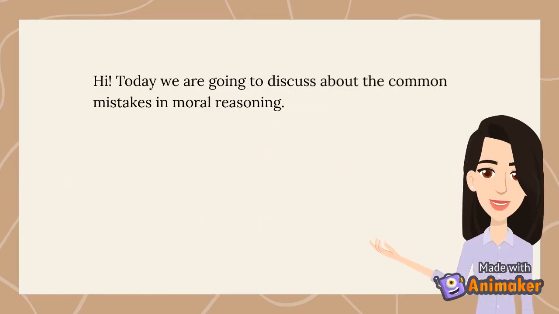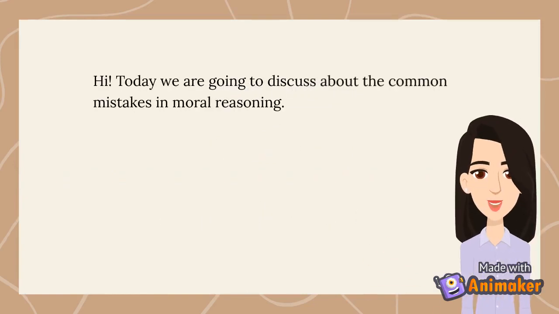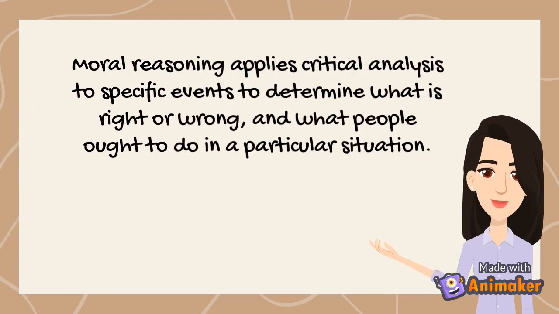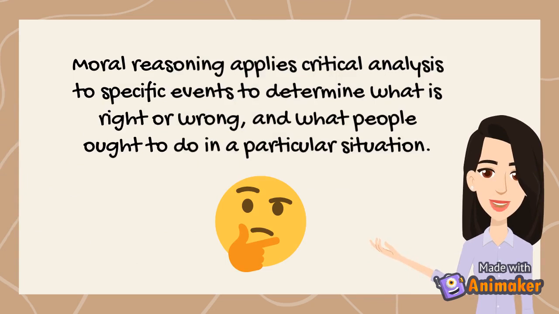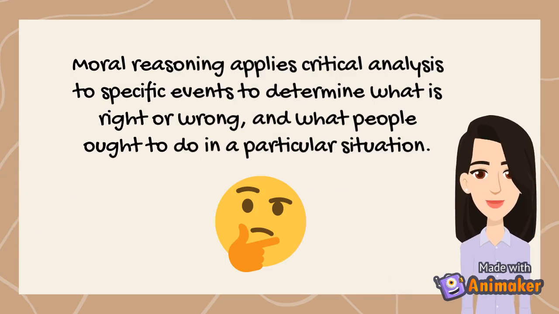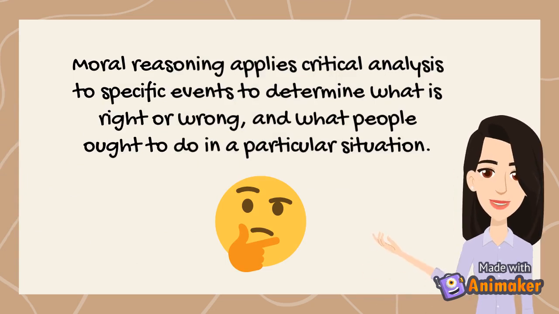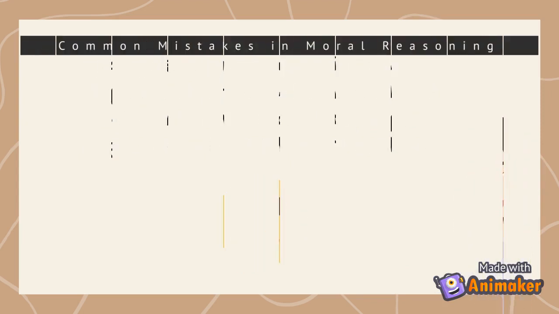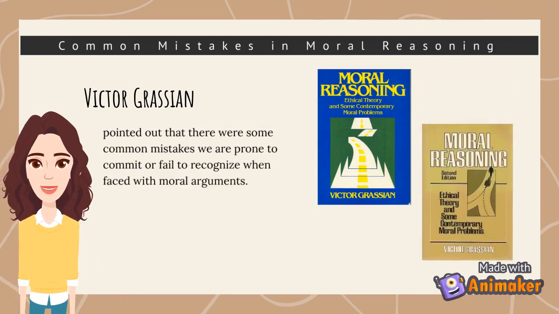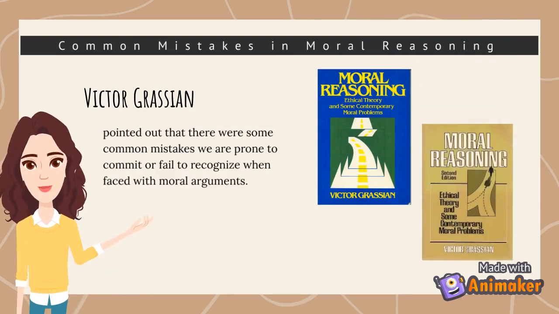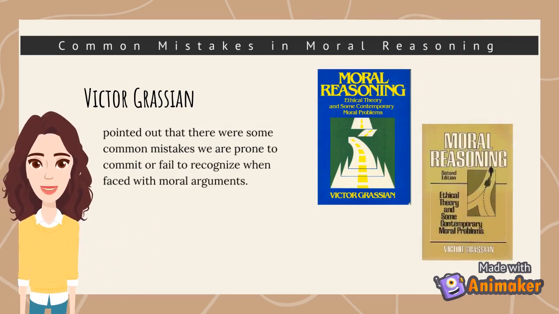Hi, today we are going to discuss the common mistakes in moral reasoning. Moral reasoning applies critical analysis to specific events to determine what is right or wrong and what people ought to do in a particular situation. According to an Austrian philosopher, Victor Grassian, there are some common mistakes we are prone to commit or fail to recognize when faced with moral arguments.